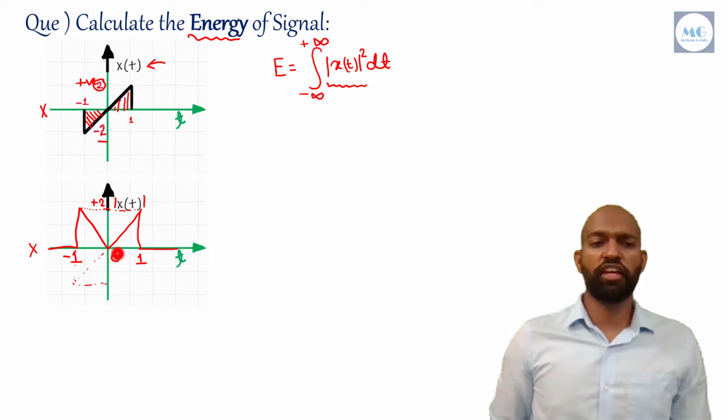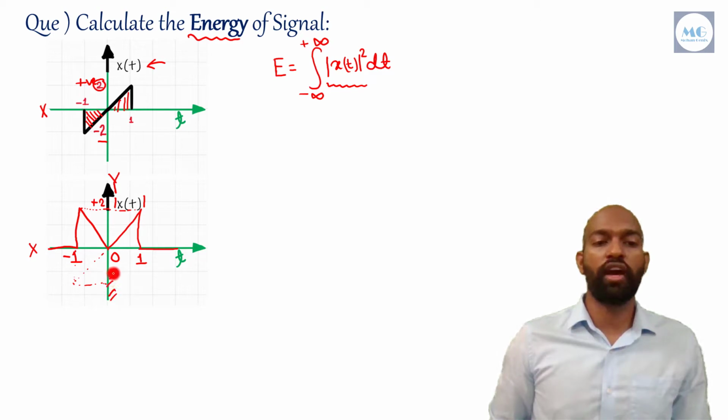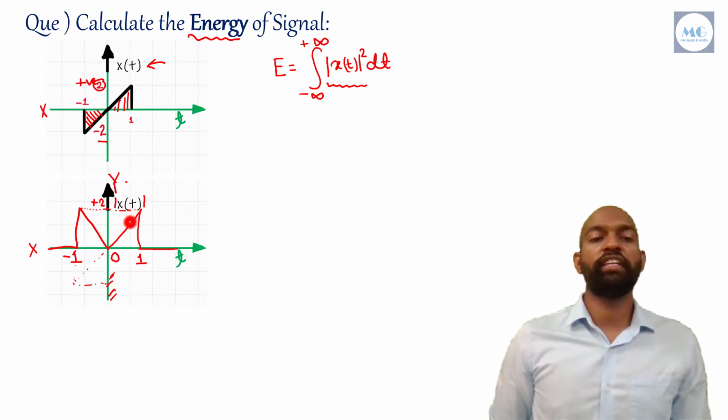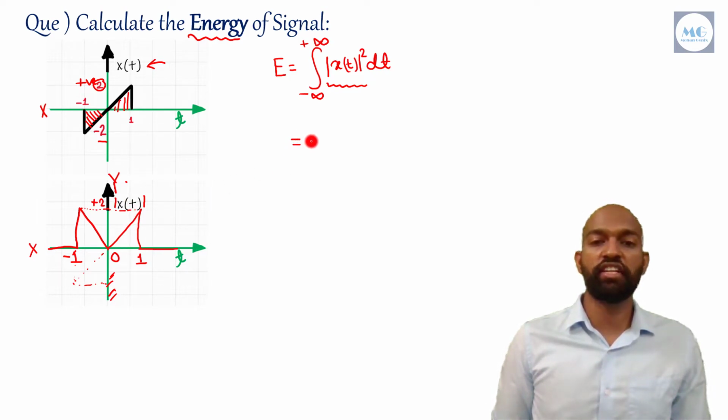But looking at this signal, we can directly say this signal is symmetric about the y-axis. That means it is a mirror image across the y-axis. Also, we can say that it is an even signal. So as we know, for an even signal, we can write this integration as 2 into integration with limits from 0 to plus infinity, as 0 to minus infinity is the same as 0 to plus infinity. That's why we can write this as 2 into integral from 0 to infinity of mod of xt square dt. I hope you all understood up to this.